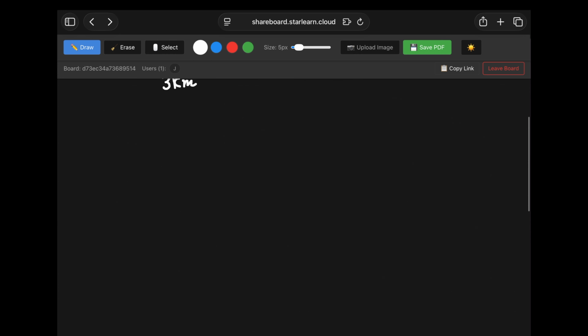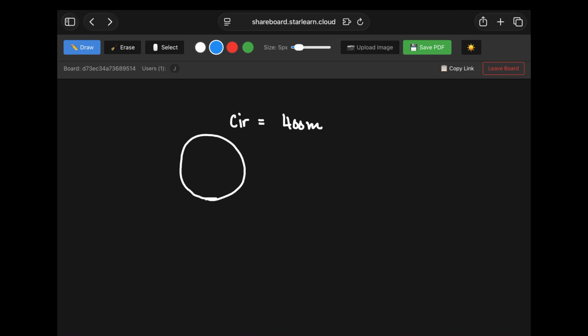So let's do some quick practice. Let's say we have a circular track, and to go around the circular track once, it's 400 meters. So that means the circumference is 400 meters. Let's say we start here, and then we just go halfway. Let's try to find the distance and the displacement. So for distance, since going around the entire circle is 400, it's just half, 200.